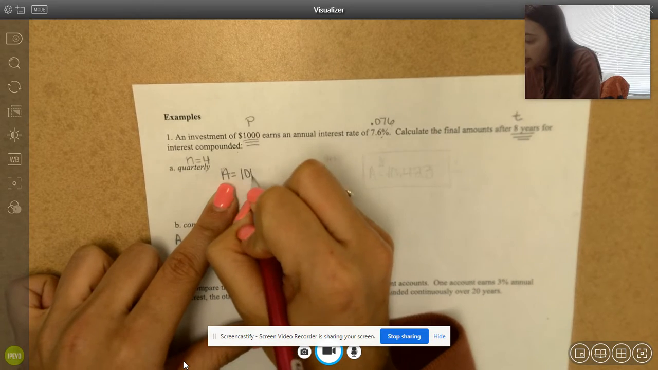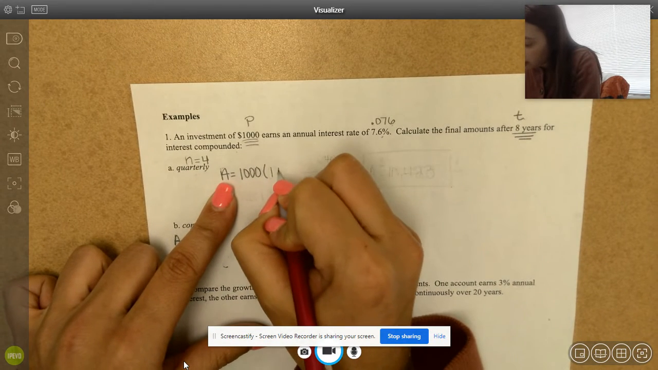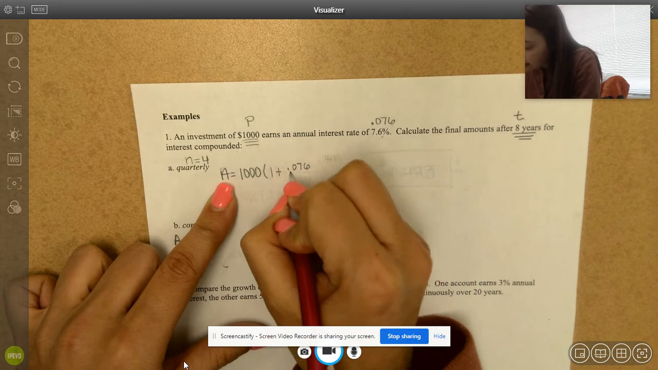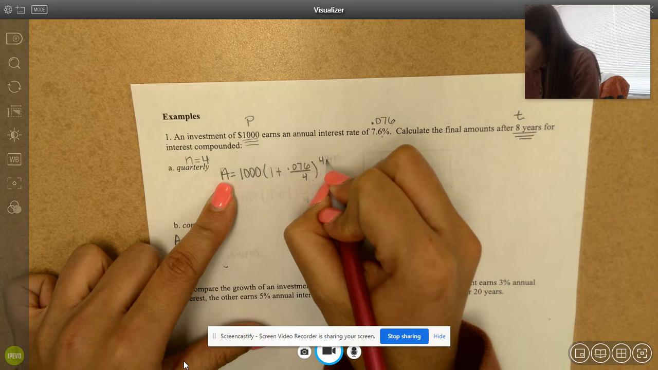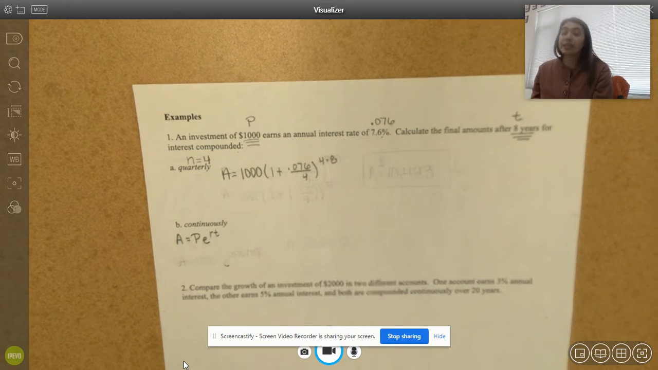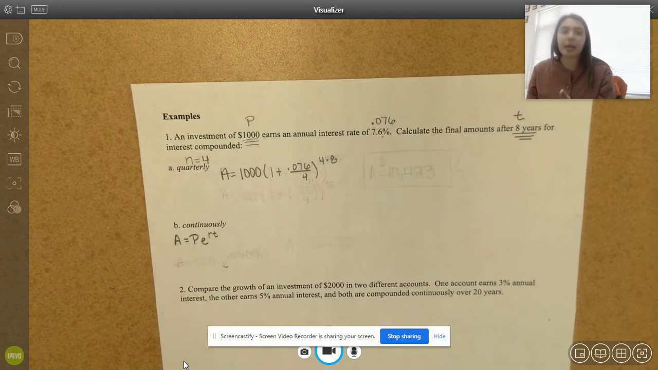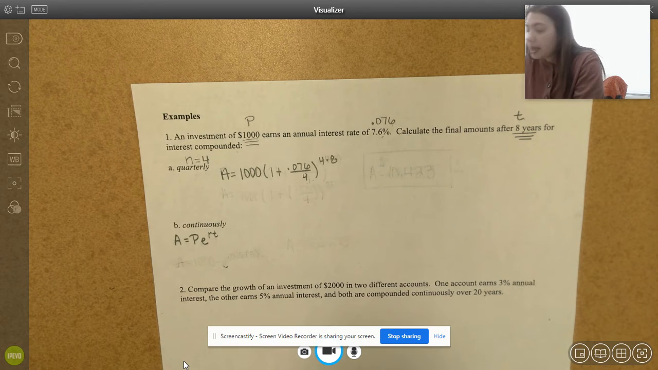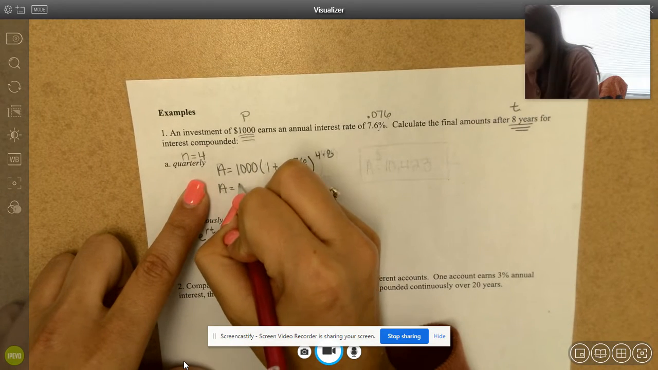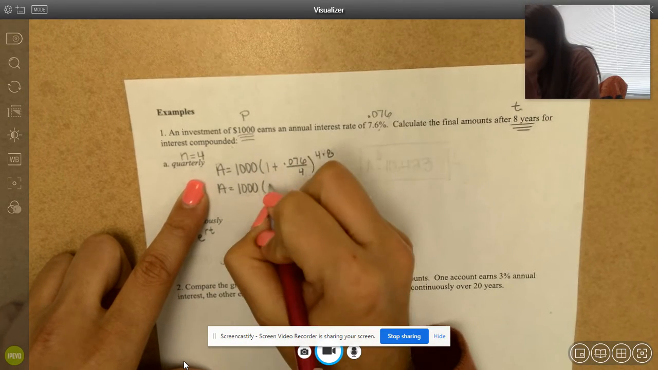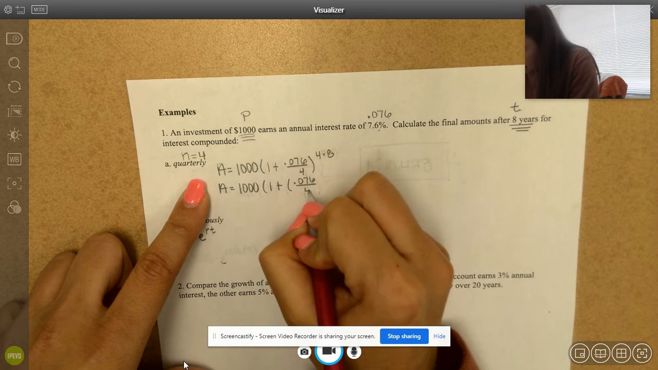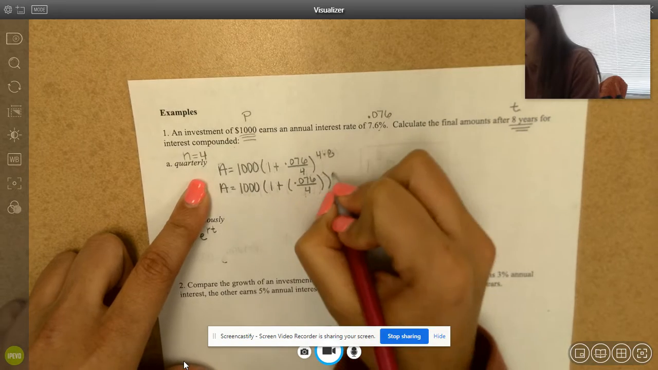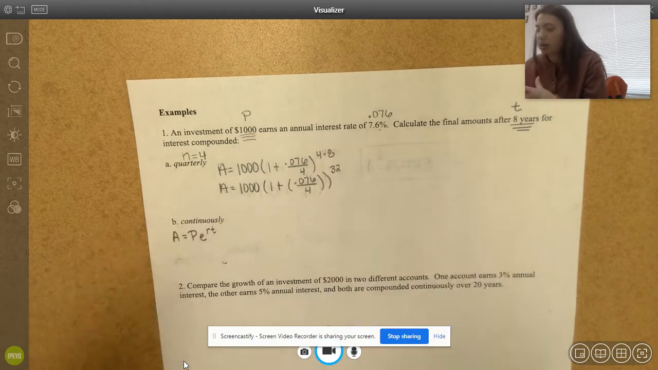A equals 1,000 times (1 plus 0.076 over 4) raised to the power of 4 times 8. Now, you could type it in your calculator like this, but we want to make sure our calculator is reading the order of operations correctly. So we can simplify this a little bit: 1,000 times (1 plus (0.076 divided by 4)), and 4 times 8 is 32.